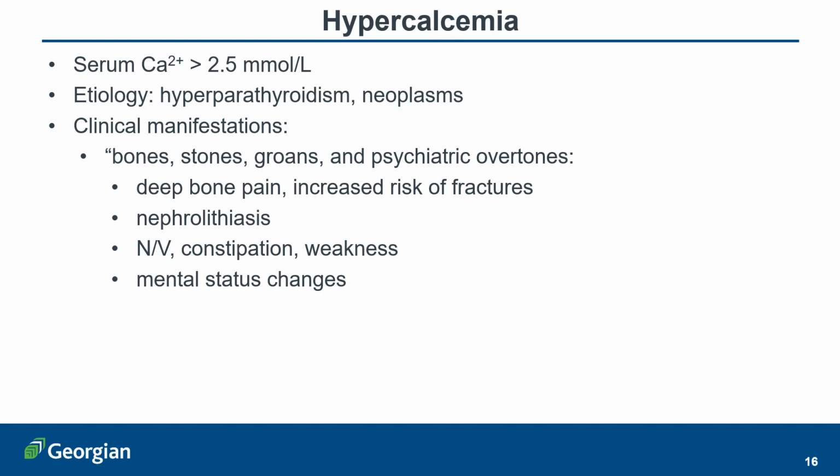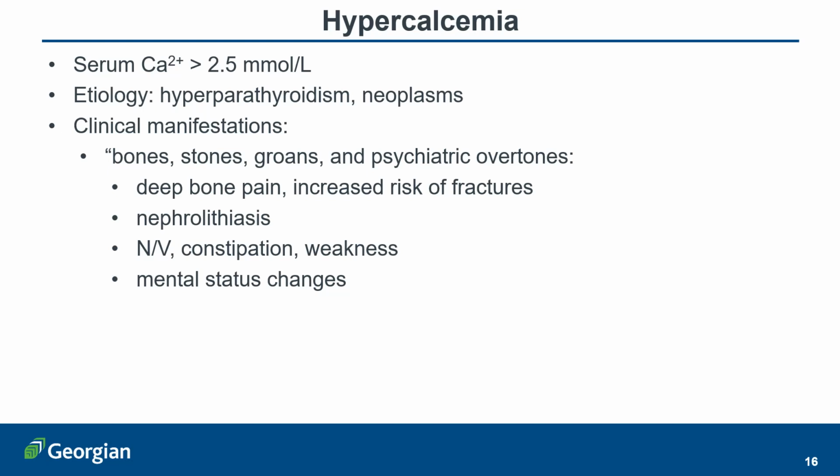Hypercalcemia is defined as serum calcium concentration of greater than 2.5 millimoles per liter. Remember, that's total calcium concentration, not ionized calcium concentration. The etiology is hyperparathyroidism. If you remember from your A&P, the PTH hormone is the main hormone involved in calcium homeostasis. Increased amounts of PTH will lead to increased bone resorption, leading to hypercalcemia. Neoplasms, various neoplasms can also cause hypercalcemia, mainly due to bone metastases.